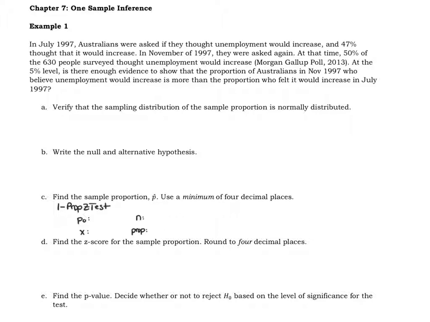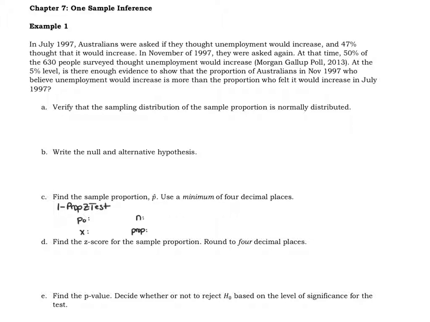All right, hopefully this one will go a little faster now that I don't have to guide you through every single step of the process, and we hopefully will be able to get back into that one proportion z-test pretty quickly here. All right, so Australians back in 1997 were asked if they thought unemployment would increase.